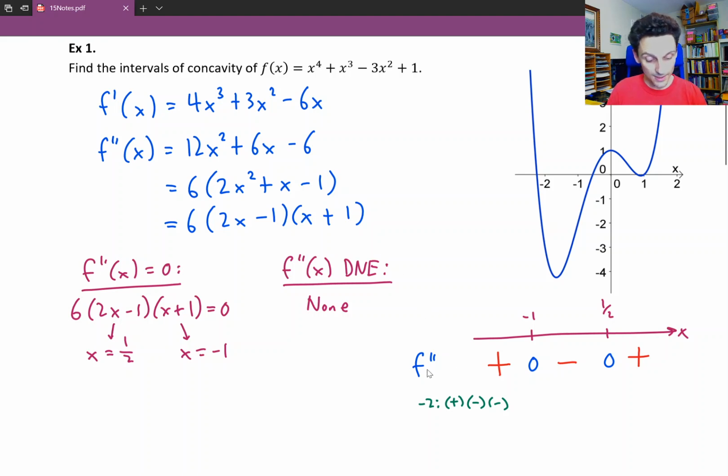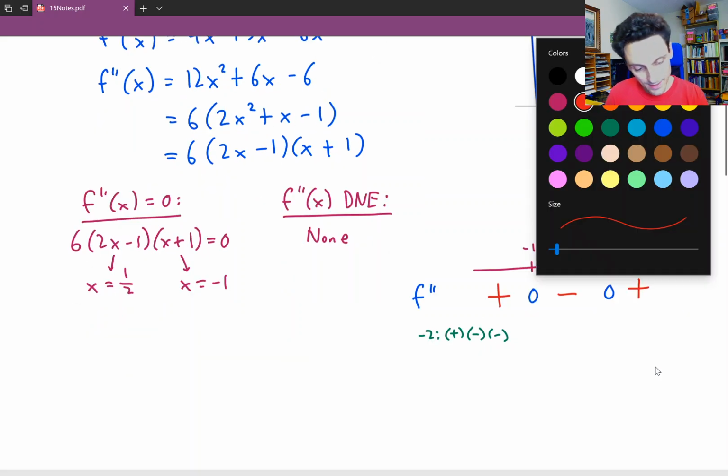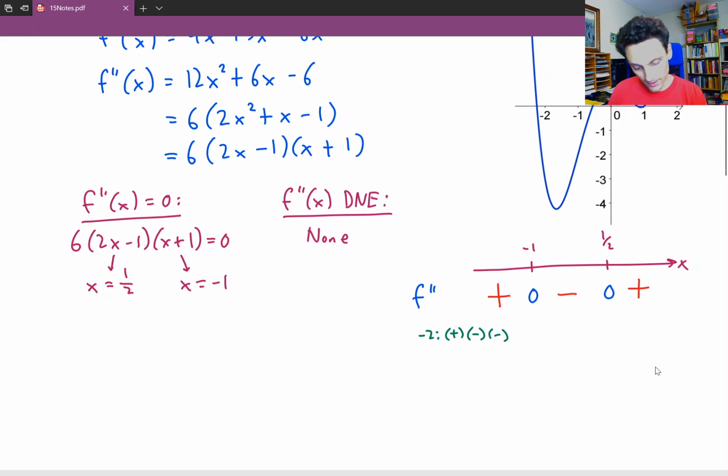Okay, so now we know the sign of the second derivative on every interval, and we're interested in what are the intervals of concavity, so let's use that sign analysis to figure out where the curve or the function is concave up and concave down. Can't seem to spell concave. So concave up and concave down.